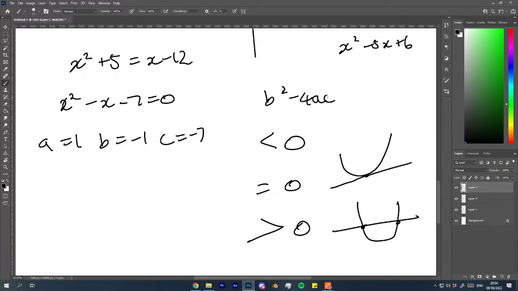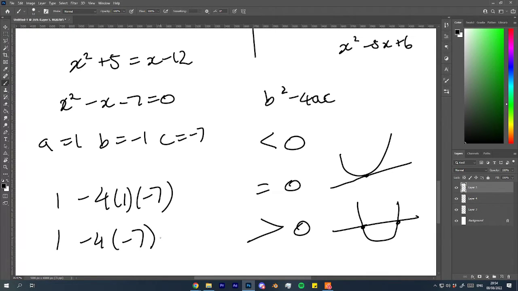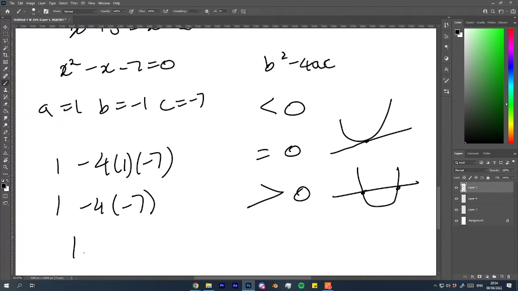Note, the discriminant does not actually have the square root when you're working this out, so make sure you don't have a square root of whatever. Keep it without the square root, that's the discriminant. So a is 1, b is minus 1, so minus 1 squared is 1, minus 4 times 1 times minus 7. That brings us to 1 minus 4 times minus 7, and that is 1 plus 28.